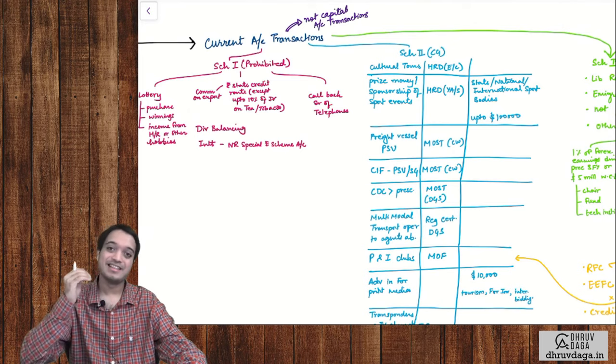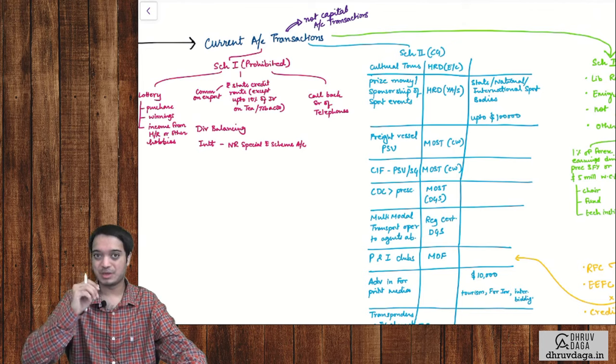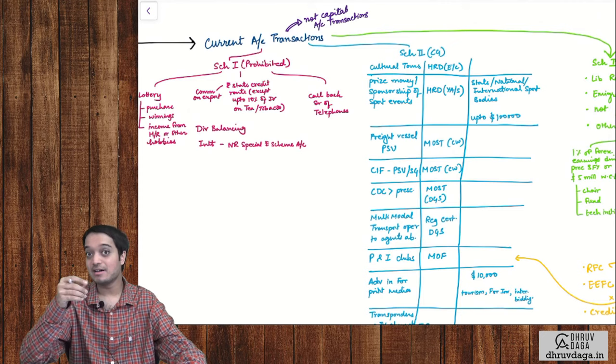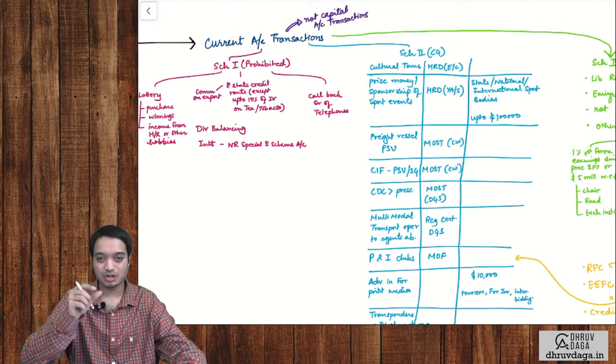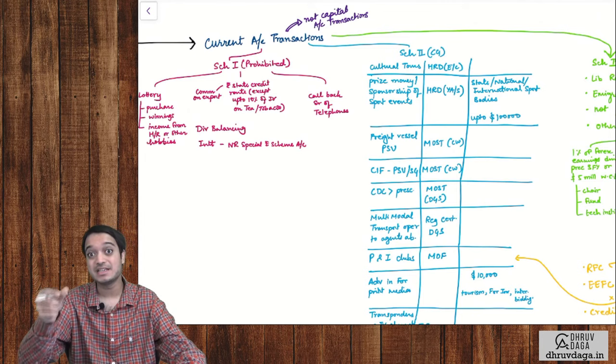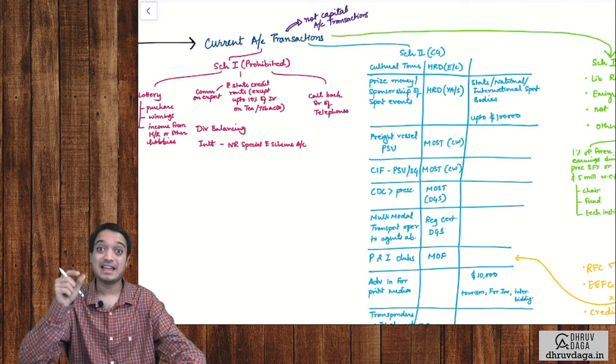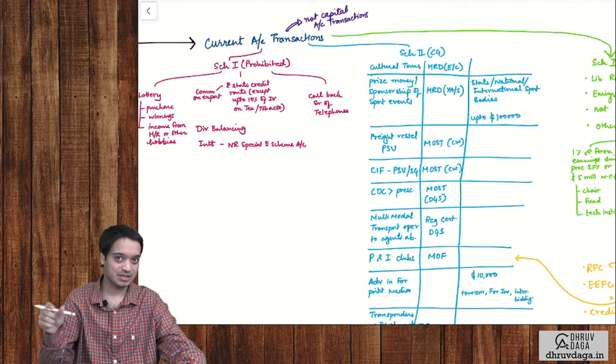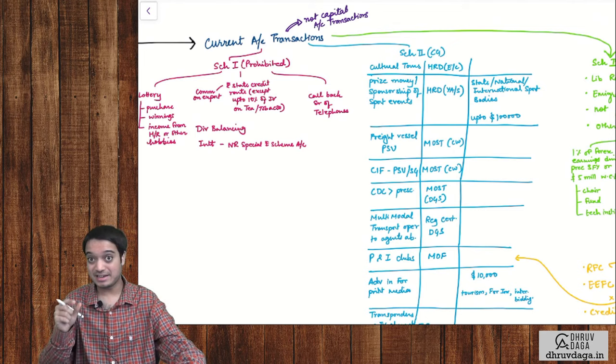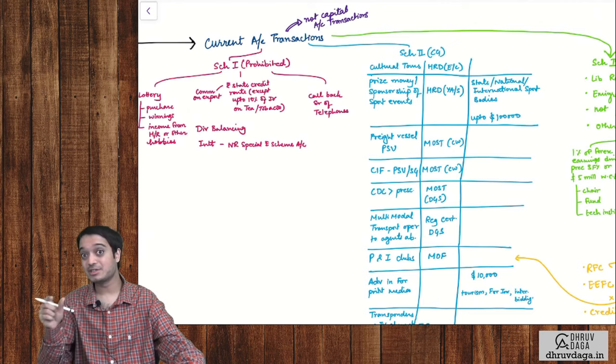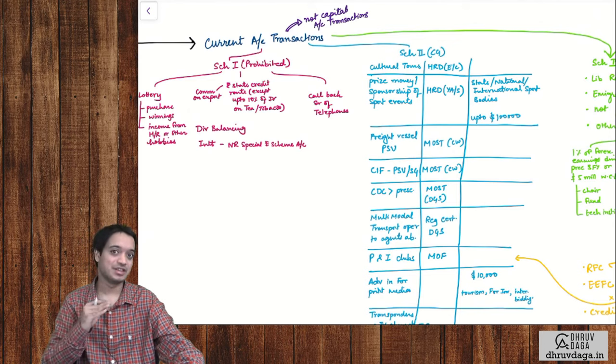1 lakh dollars. Then the next one is, therefore, these are related to transport. So the first one is, if it's a freight by a PSU, or if it is a CIF basis import, that is cost insurance freight basis import by a PSU, or the state government, then it's the Ministry of Surface Transport chartering wing. If it is multimodal transport operators paying commissions to their agents abroad, then you require a registration certificate from the Director General of Shipping.